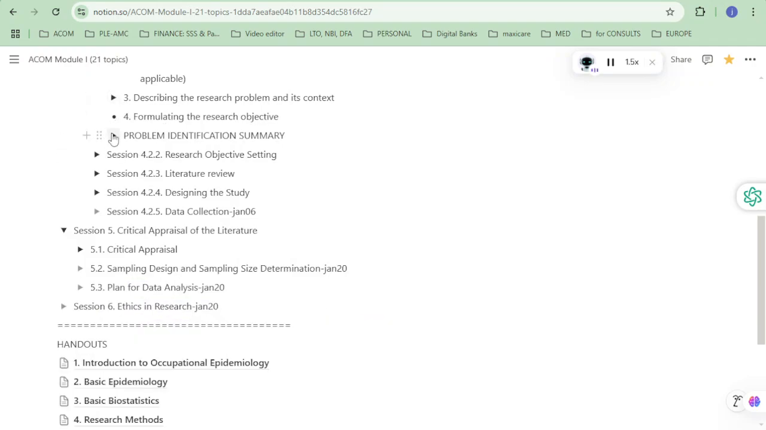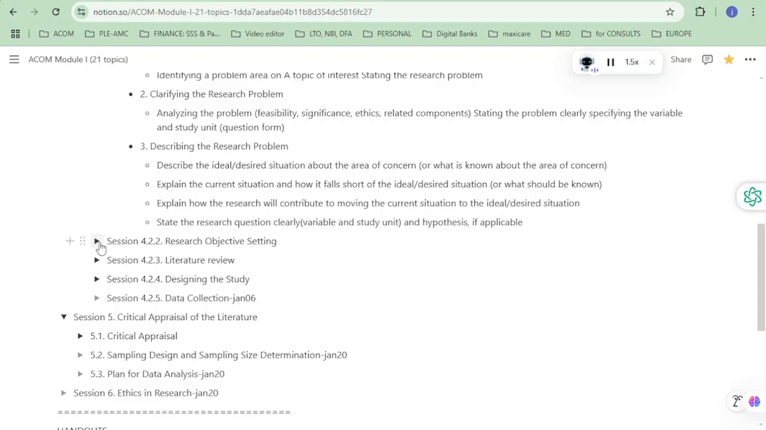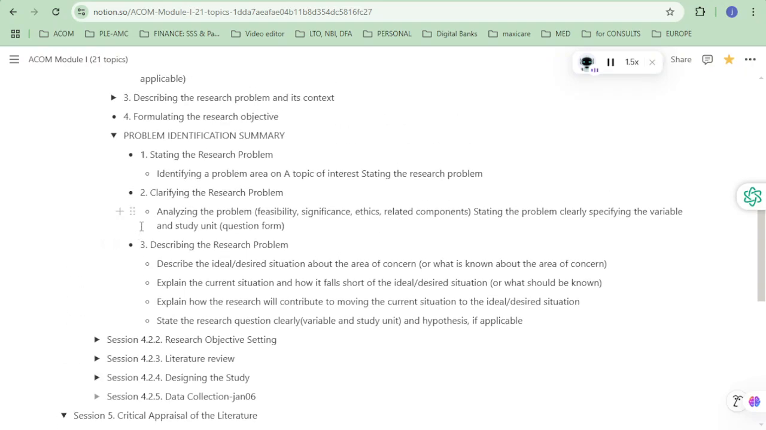Problem statement format. Part 1: Describe the ideal or desired situation about the area of concern, or what is known about the area of concern. Transform the stated problem area, the situation identified in the problem identification process, to a positive or desired situation. Health problem: poor quality of health data. AP vaccination coverage has been below target. Poor adherence to HPN medication. Desired situation: complete and accurate health data, improved vaccination coverage, improved adherence to HPN medication.